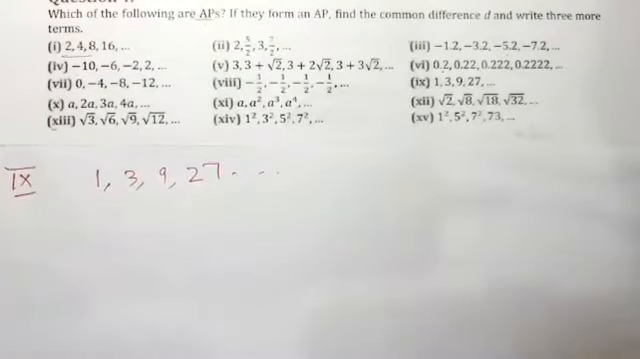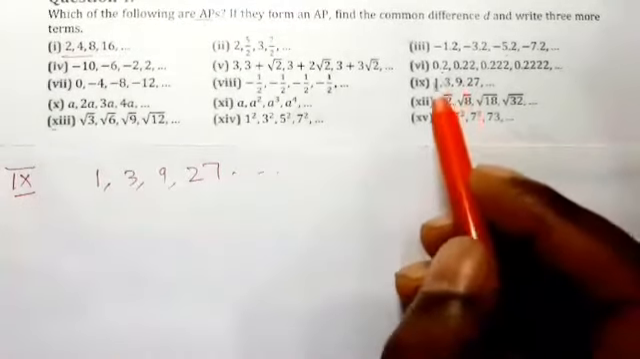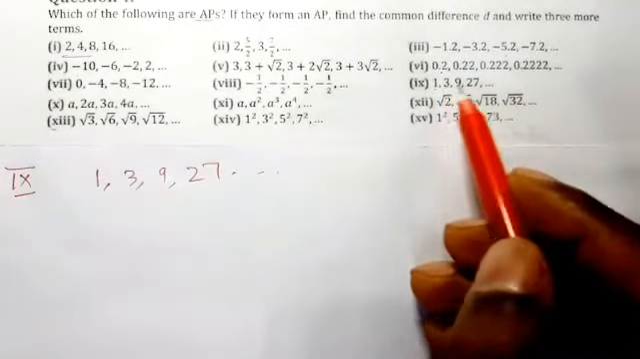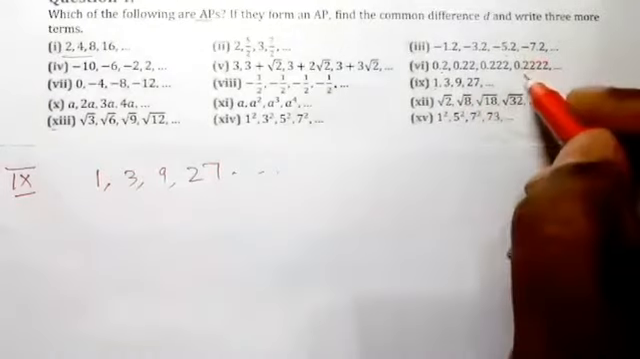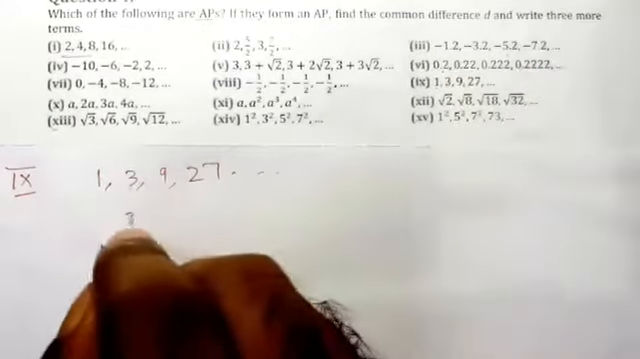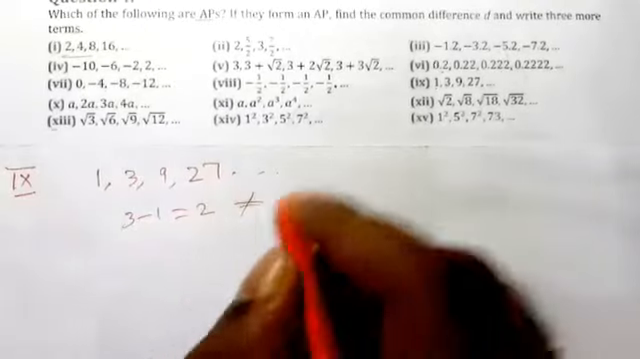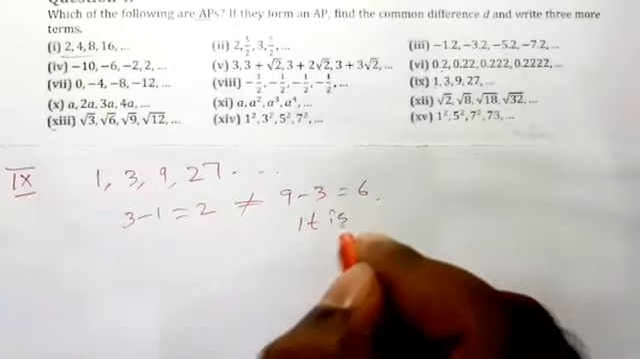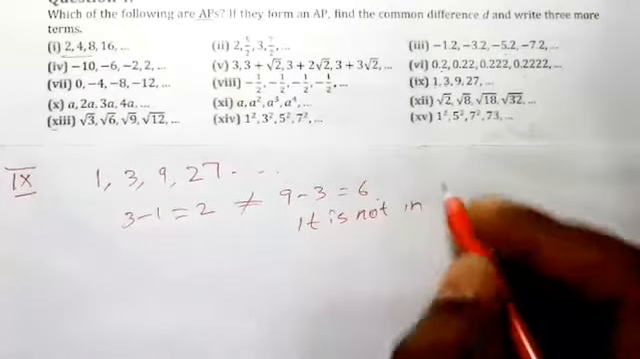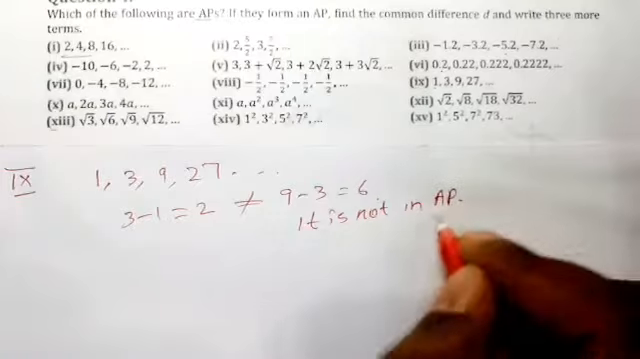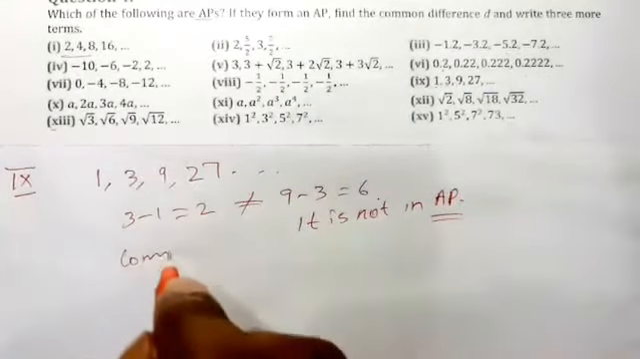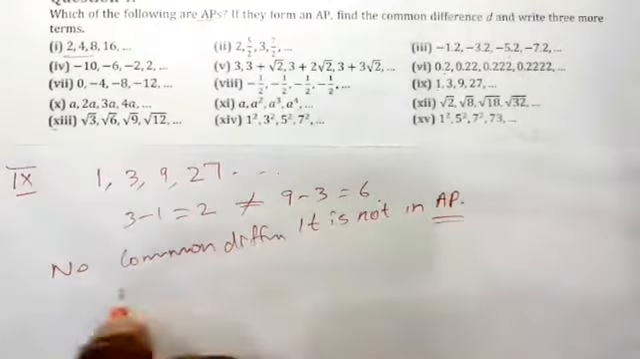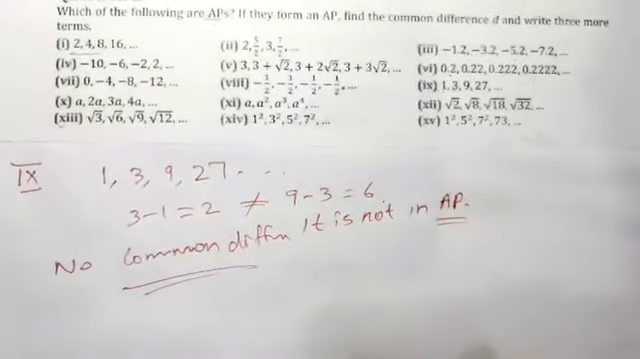As we practice many questions, by looking we can understand. Here 3 minus 1 is equal to 2, but 9 minus 3 is equal to 6. So there is no common difference, so it is not in AP. So here 3 minus 1 is equal to 2, which is not equal to 9 minus 3, which is equal to 6. So it is not in AP. Why is it not in AP? There is no common difference. So always write in this manner, and you get the answer.